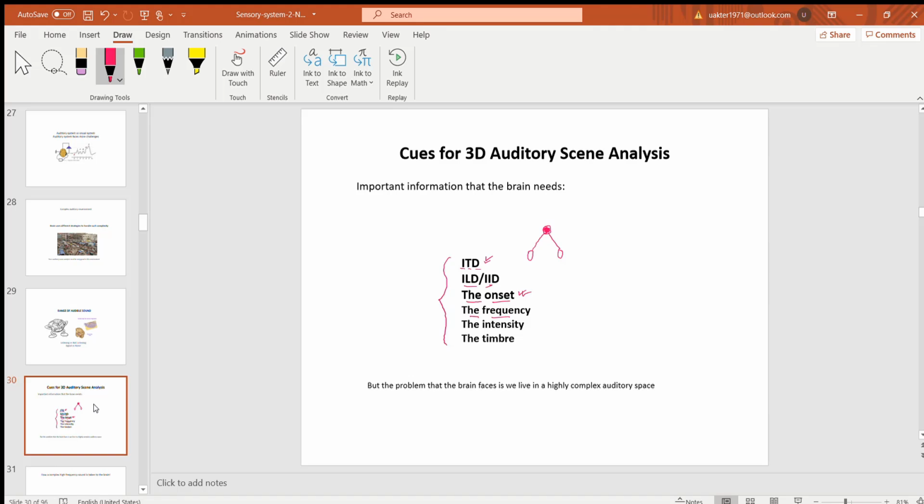The frequency, of course, the change of frequency or the change of the pattern of frequency, the intensity, the change of pressure, and the timbre. Even if the frequency and intensity are the same, the sound you listen to could be different. That means the quality of the sound could be different, even if the frequency and intensity are the same. So that is called the timbre. So all these are used by your auditory system to give you the perception of the auditory scene or auditory image. What are the things happening around you?